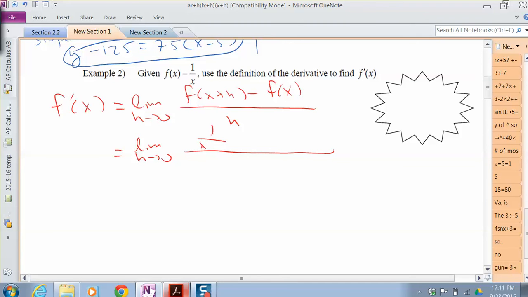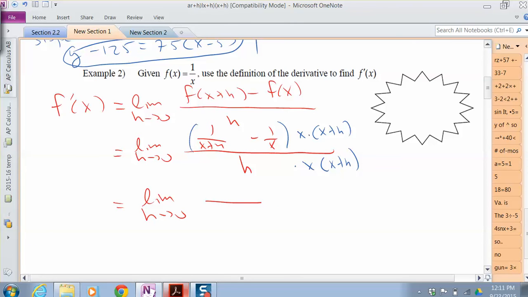So (1 over x plus h minus 1 over x) over h. Now, there's a lot of ways you can combine this. Personally, I like to do this, and I won't fault you for whatever technique you use, but I like to multiply top and bottom by the LCD and just get things to cancel right away. And when I say cancel, I mean the denominators cancel. So this way, we don't really have a complex fraction anymore.